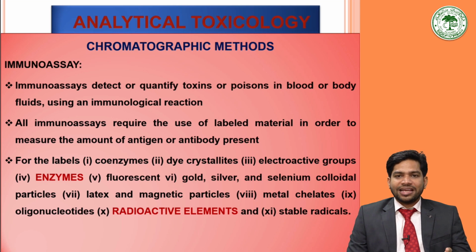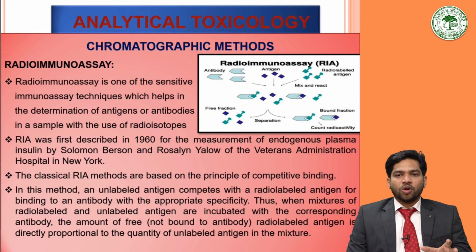That is, in case of ELISA, labeling is done through the enzyme, and in case of the radioimmunoassay, labeling is done through the radioisotopes. Then coming to the radioimmunoassay. Radioimmunoassay is one of the sensitive immunoassay techniques which helps in the determination of antigens or antibodies in a sample with the use of radioisotopes.